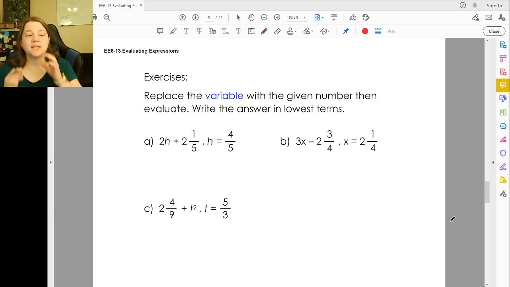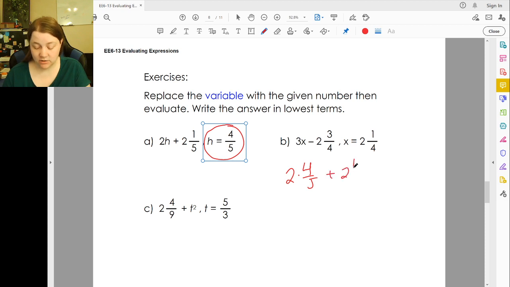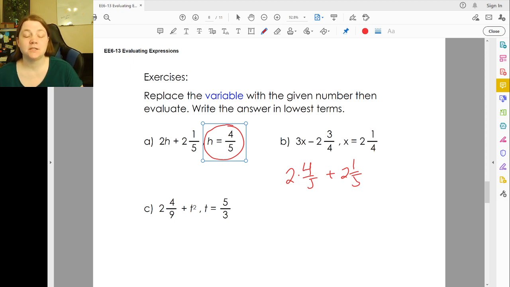So they want us to replace the variable with the given number and then evaluate. All we're going to do is take out the variable and put in the value of the variable. So you see here, h equals 4/5. That means I'm going to take 2 times h, or 2 times 4/5, and add that to 2 1/5. Remember that I need to be multiplying before I add. That's what PEMDAS tells me. That's what the order of operations tells me.